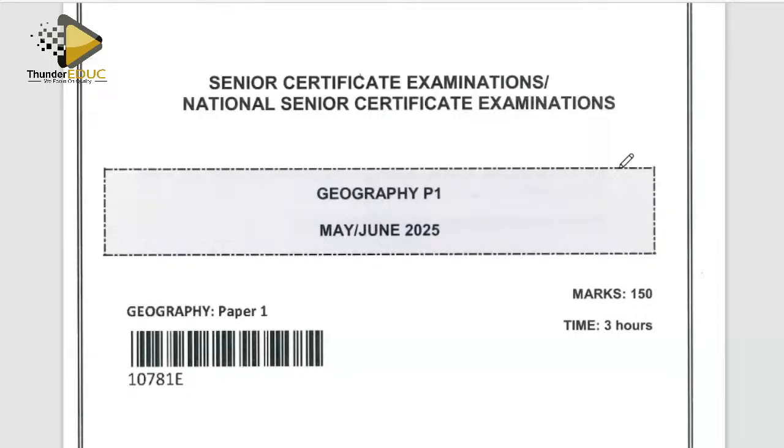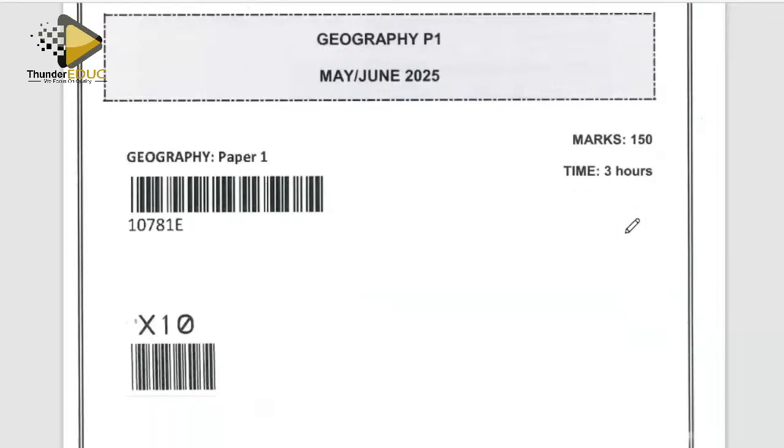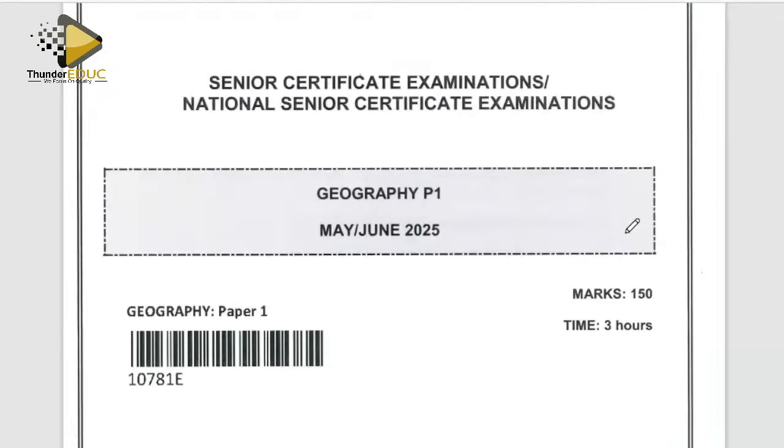So, as usual, our paper, if it's Paper 1, comprises 3 questions, and the first 2 questions, the theory questions, are 60 marks each. Then the last question, which is map work, is a question out of 30. So that gives us a total of 150 marks in 3 hours.